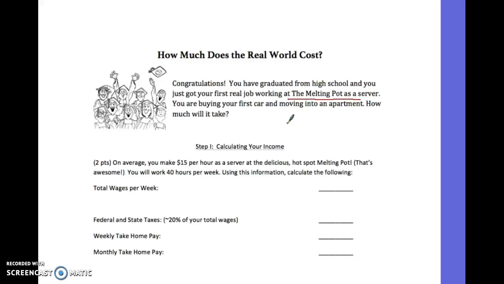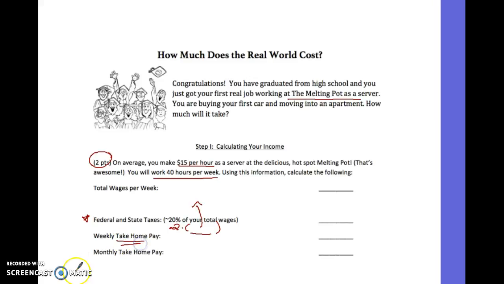So step one is you need to calculate your income. This is worth 2 points. On average, you make $15 an hour as a server at the delicious hot spot Melting Pot. That's a really good job. You're working 40 hours a week. Using this information, I want you to first figure out what your total wages per week are. After you figure out how much you make per week, you then need to find how much you have to pay for federal and state taxes. That's 20% of your total wages. So remember, that would be 0.2 times whatever you get for that answer up there. Then figure out what your weekly take-home pay is.